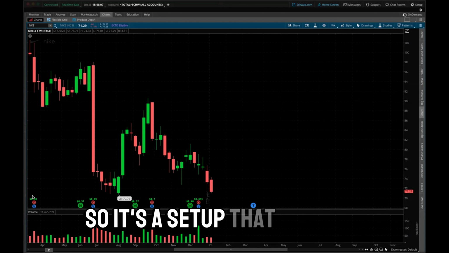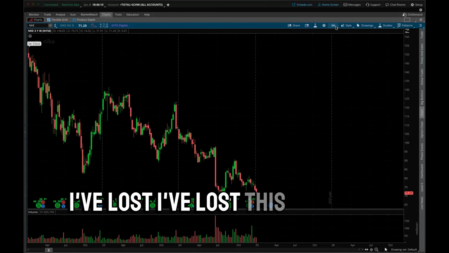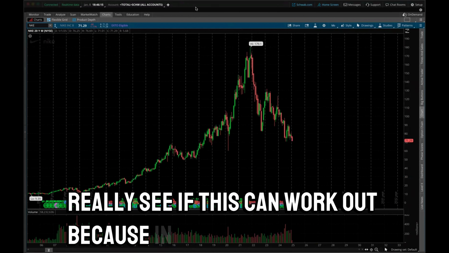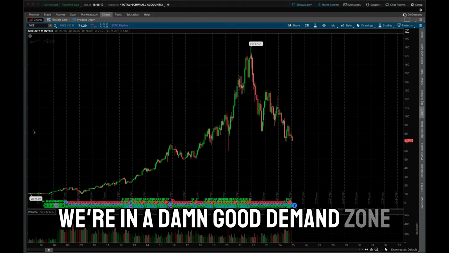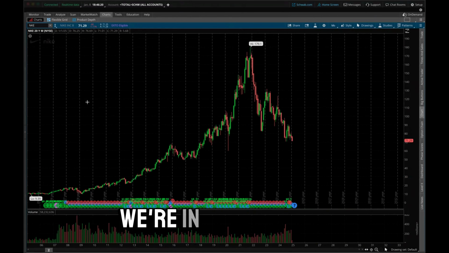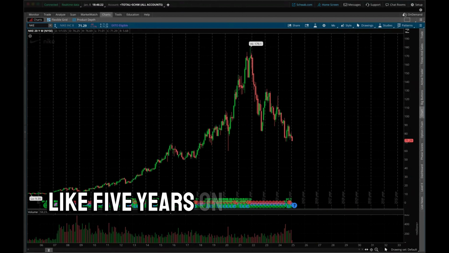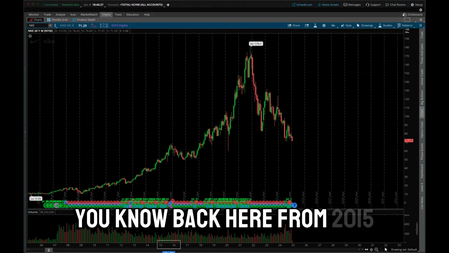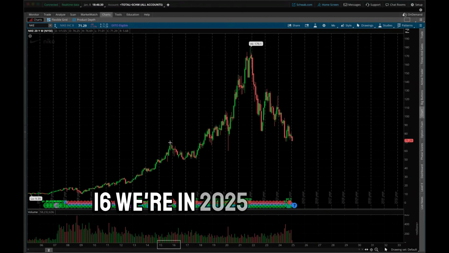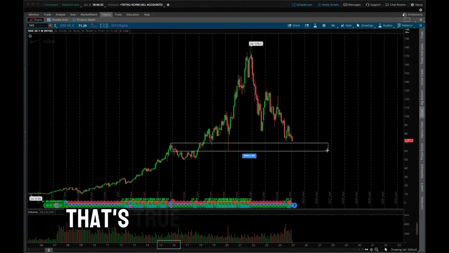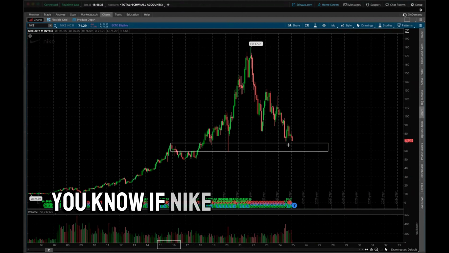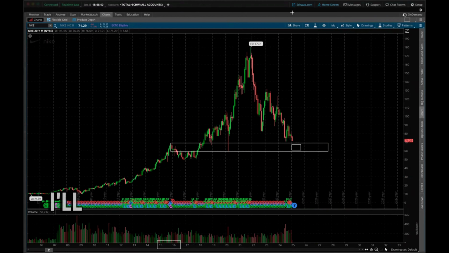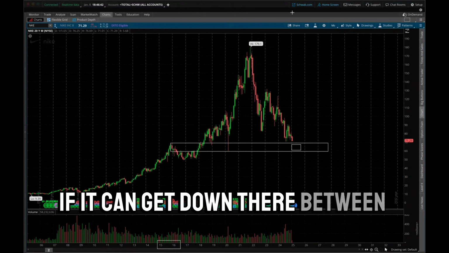So it's a setup that I've lost. I want to really see if this can work out because, in my opinion, we're in a damn good demand zone. That's my analysis on Nike. We're in a solid 5 year zone of demand, or even almost 10, back here from 2015, 16, and we're in 2025 right now. Unbelievable that it's true. And then right here, if Nike can get down into this zone, that's when I'll really start to bring this back to the group. I'll start to bring Nike back to the group if it can get down there between the 60s and 70s.